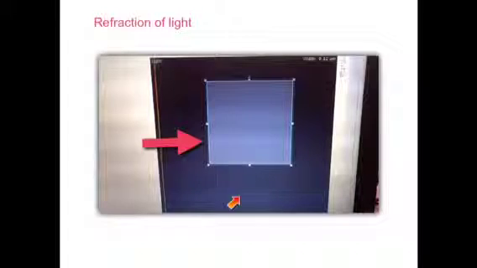Now around the block, this space here, is a vacuum, and in a vacuum light travels at 300,000 kilometers per second. Inside the block is diamond. Now diamond slows light down, and when light travels through diamond it only travels at about 120,000 kilometers per second. So let's see what's going to happen when we shine light through the diamond.